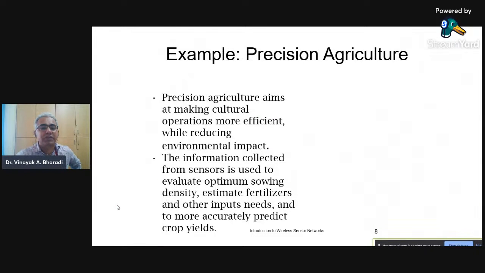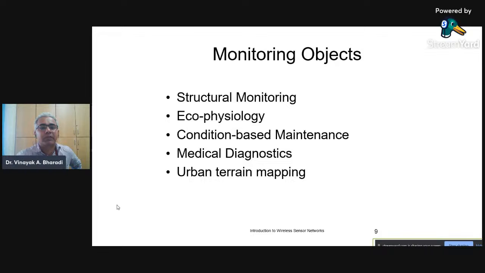So this precision agriculture I just discussed. So, monitoring objects when we go for sensor deployment, what do we monitor? Structural monitoring, ecophysiology, condition-based maintenance, medical diagnostics, urban terrain mapping.